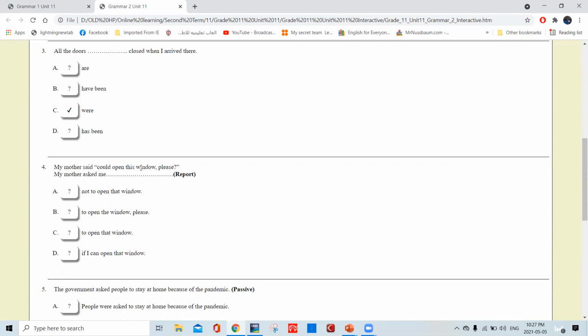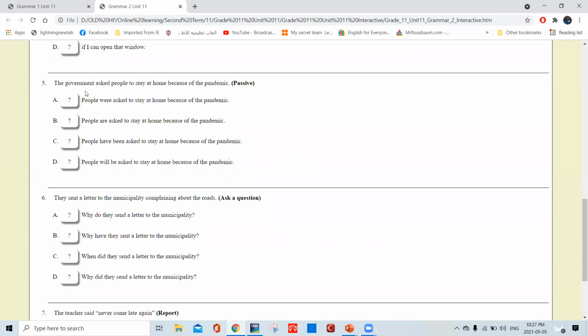My mother said, could you, there is missing you here. Could you open this window, please? Report this speech. My mother asked me to. Not to, this is negative. My mother asked me to open the window, please. No, we have to delete please. My mother asked me to open that window. We change this window into that window.